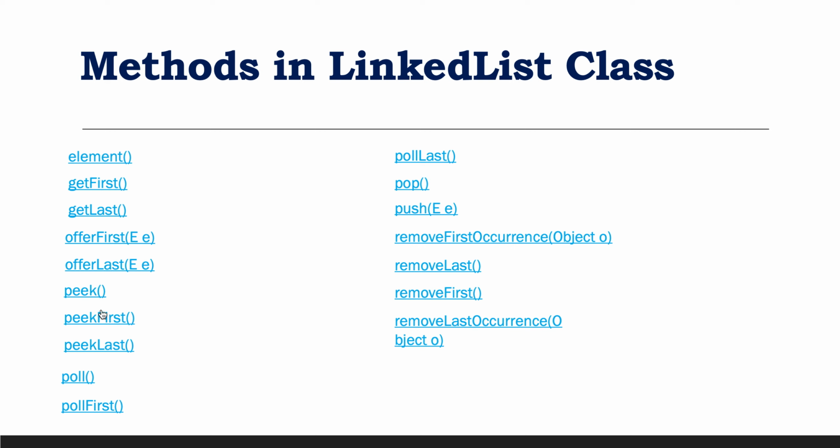Then peek first, similar to peek, we want to peek the first element. Peek means we want to just get the element but we don't want to remove the element. Poll means it is going to get the element and also it is going to remove the element from the list. Okay, so these are a couple of the methods.